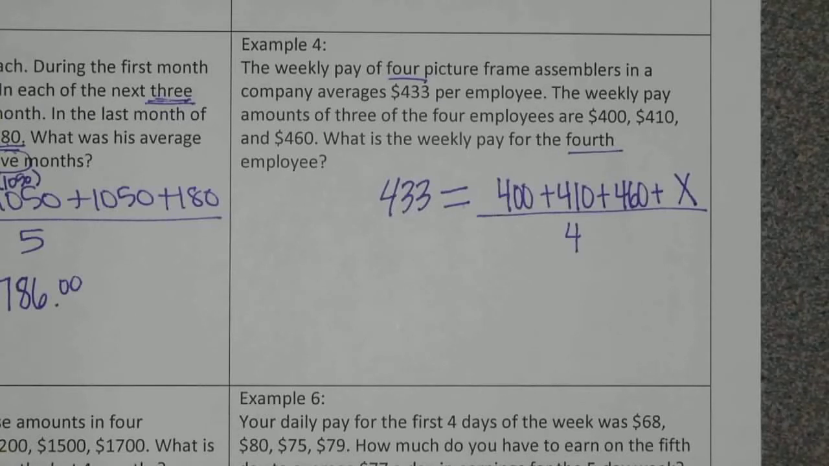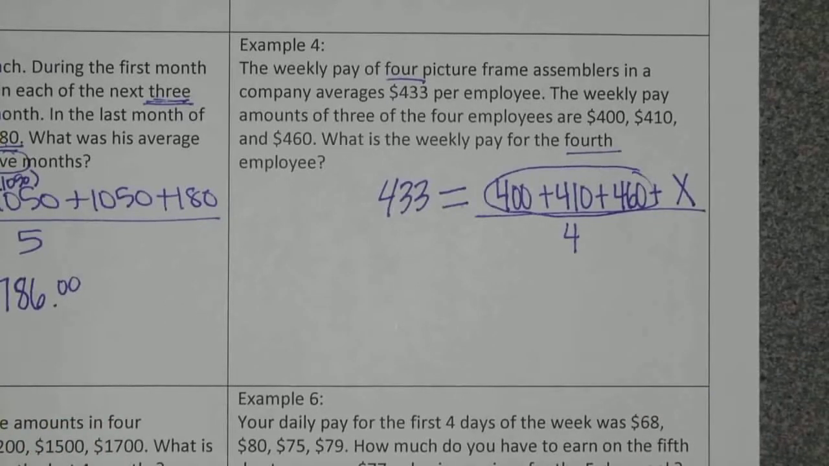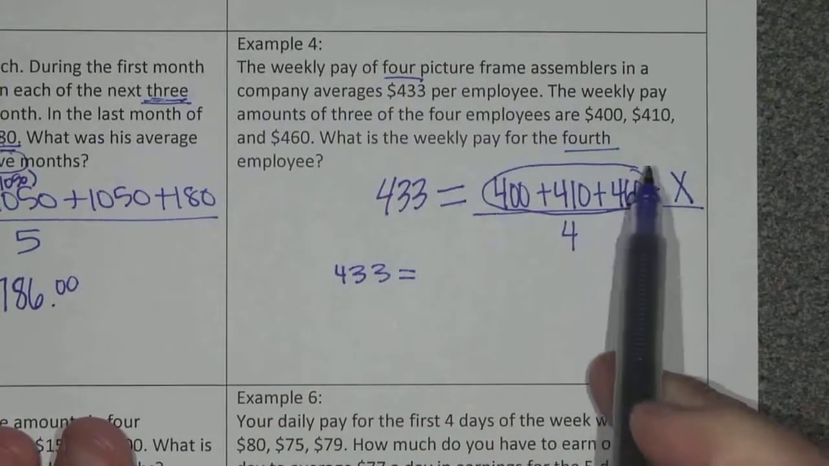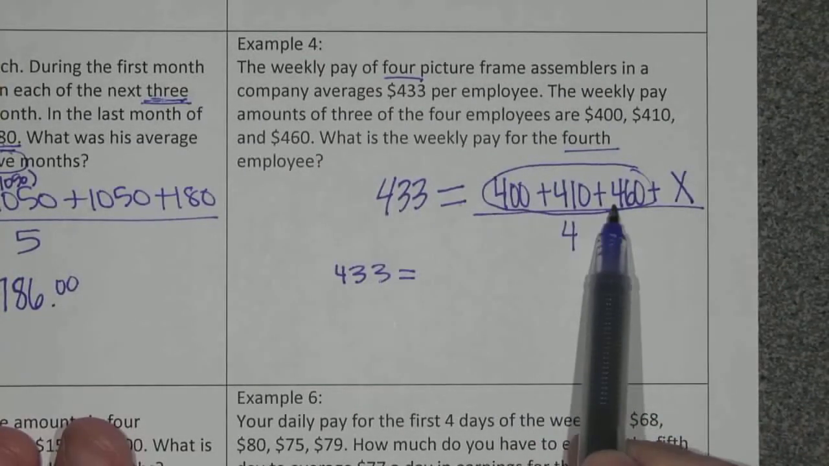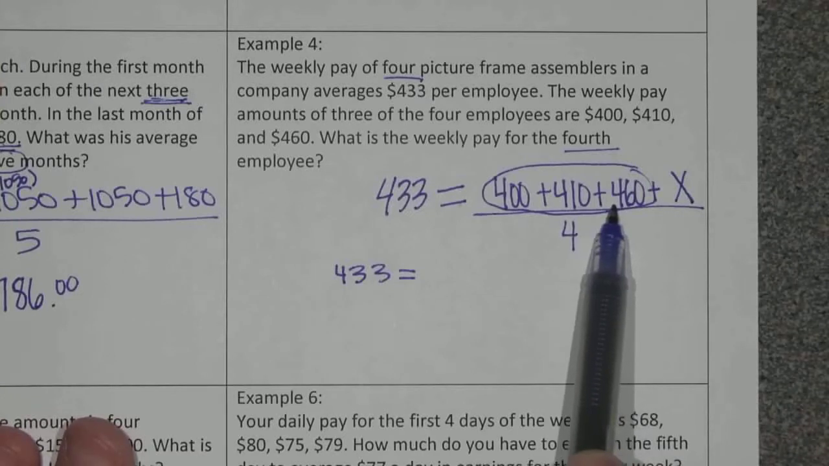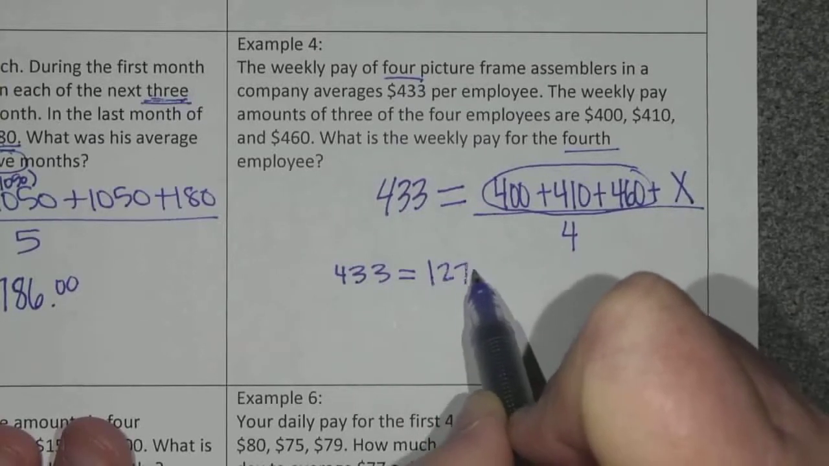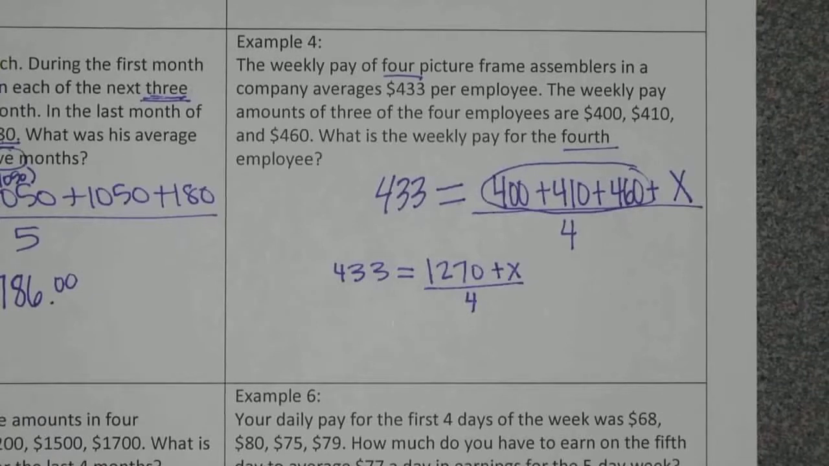Okay? So then it just becomes a matter of solving this equation. Well, I don't like looking at these 3 numbers right there as 3 separate numbers, and it's addition. So can we just add those 3 together and get it to be one nice number? I'm going to rewrite this as we do that. So 433 equals, how much was this? Is it 1270? 4, 8, 12, right? So 1270. I still have plus X, and I still have divided by 4.